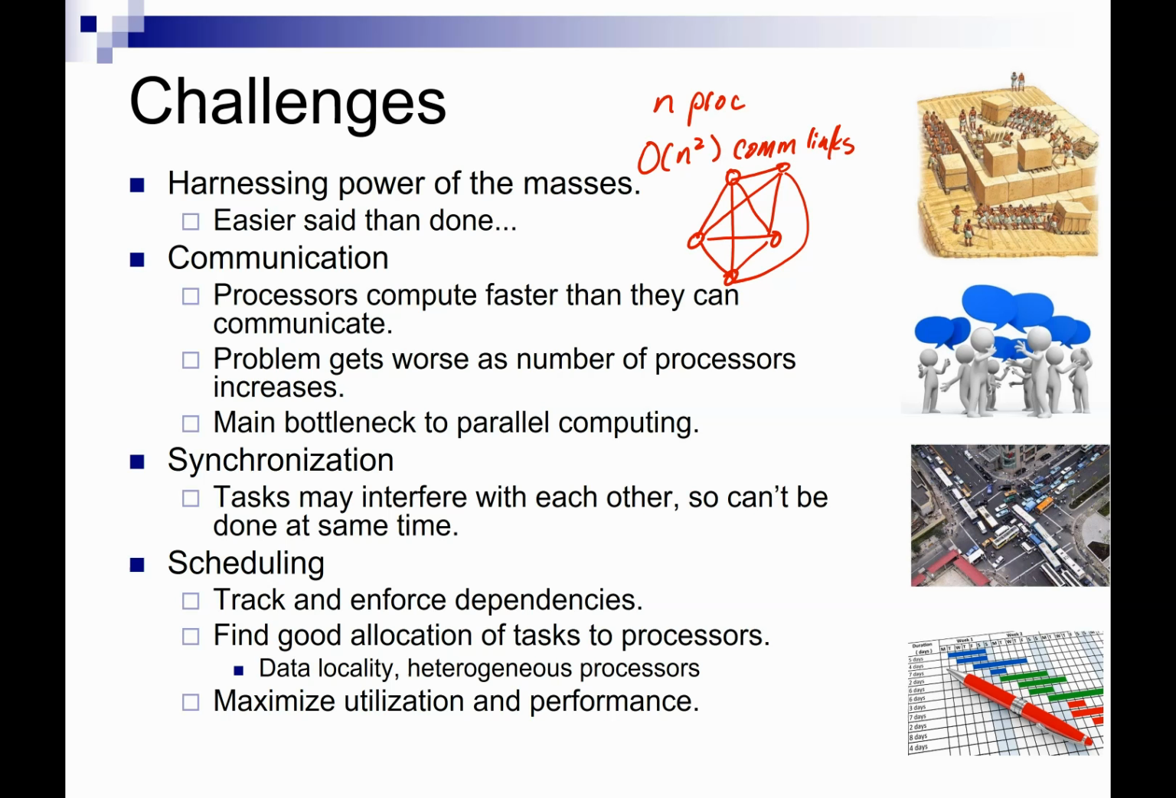They're not sitting idle. Okay, so in order to find a good allocation between the tasks and the processors, we need to consider issues like data locality, or we have different types of heterogeneous processors, and we need to think about which tasks we put onto which types of processors. And then once we've assigned these tasks to processors, we should also think about how to allocate the resources on each processor to the tasks, right?